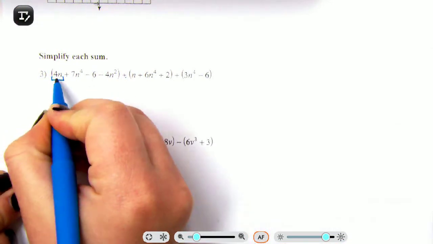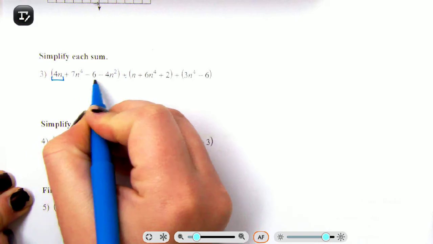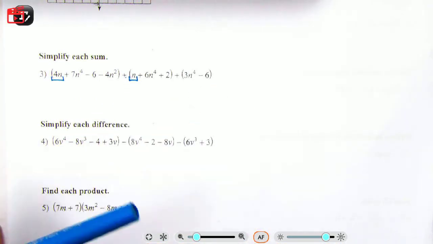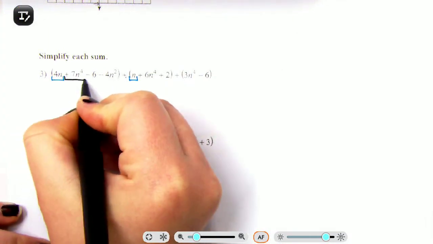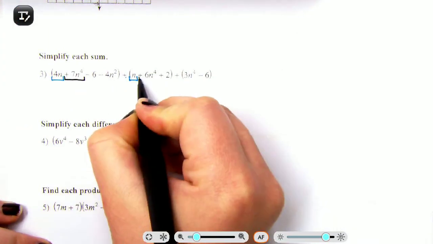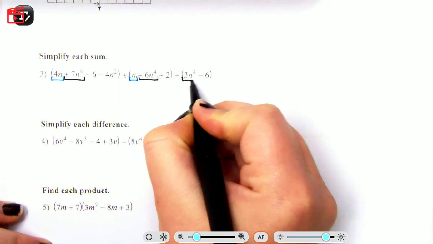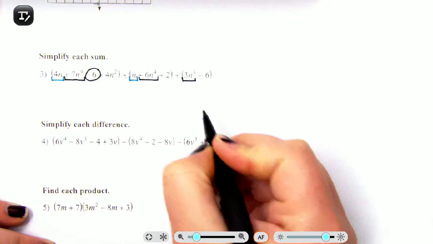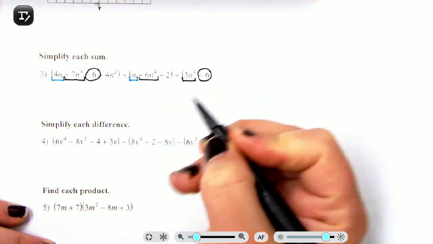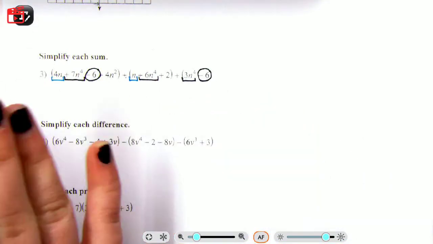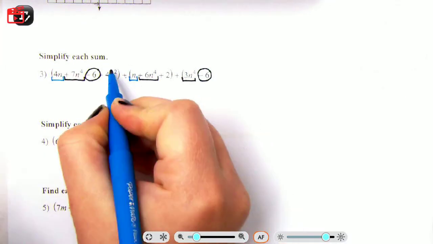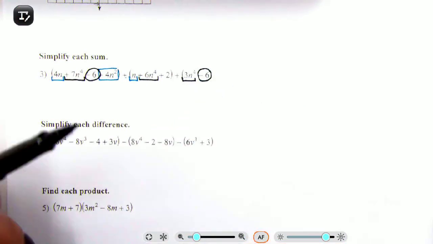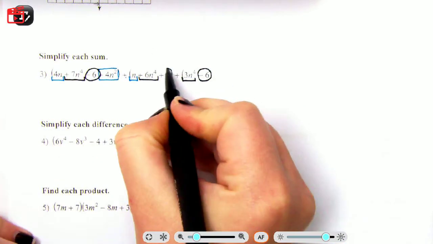For example, 4n and n are like terms. 7n to the 4th, 6n to the 4th, and 3n to the 4th. I have negative 6, I have negative 6, and then I have a negative 4n squared, and it looks like I did leave out a plus 2, so plus 2.